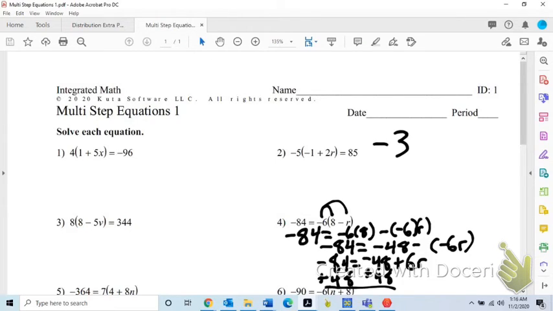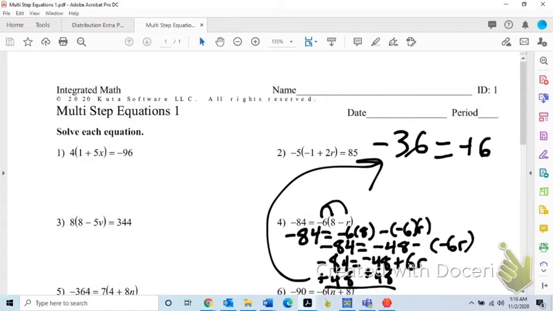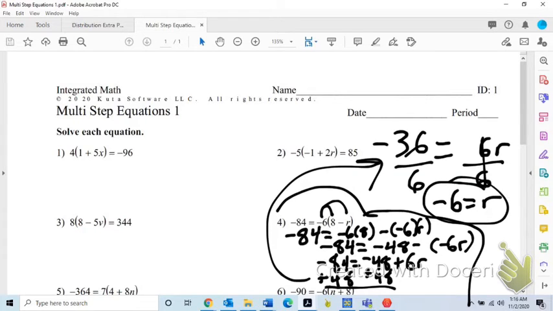And this gives us negative 36 equals negative 6r. Or sorry, it's not a negative 6r, it's a plus 6r. I'm not really sure why I wrote that positive down. I'm assuming that I started writing something else down and then tried to make it look like it was purposeful. It did not work. So we're dividing both sides by 6, because that's how we get rid of multiplication. Negative 36 divided by 6 is negative 6 equals r. That's my answer.